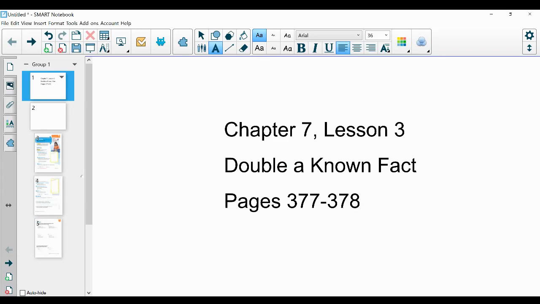Okay, boys and girls, we are doing Chapter 7, Lesson 3, Double a Known Fact. This is pages 377 to 378. Mastering this lesson will help you learn your 6s and your 8s once you know your 3s and your 4s. Knowing your 2s will also help you do your 4s if you can do this.